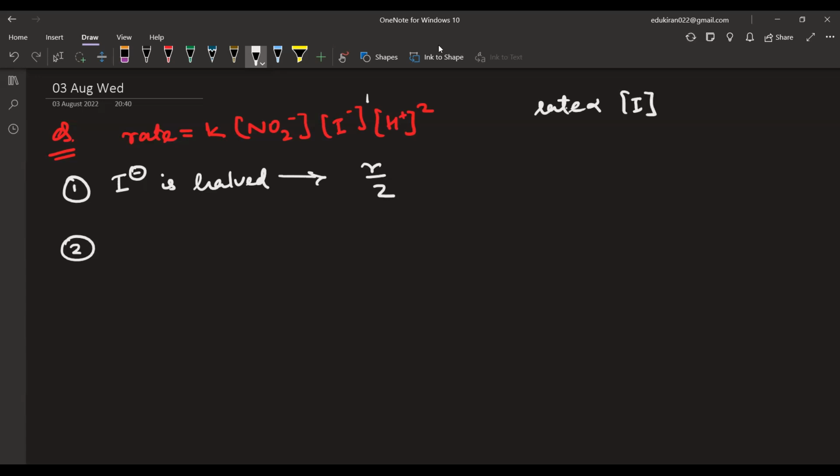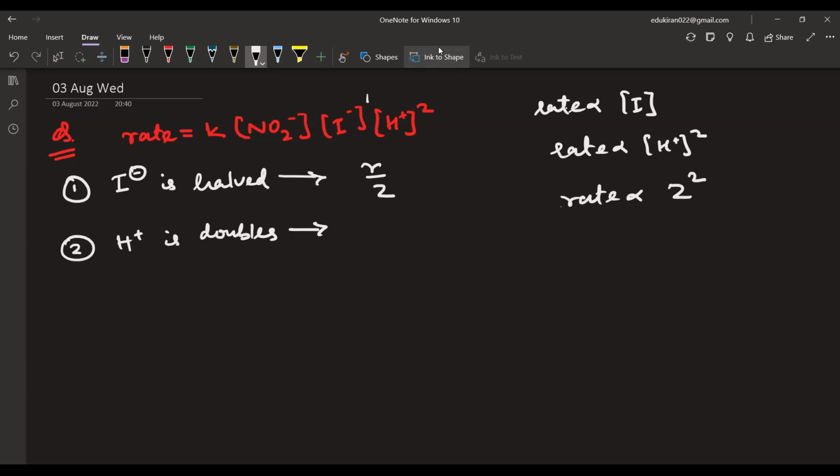Then in the next case, we have H plus doubled, right? Now you can see that the rate is directly proportional to the square of the concentration. So if we are doubling this H plus, that means rate will be 2 square, right? That means it will be 4 times. So it will be 4R.